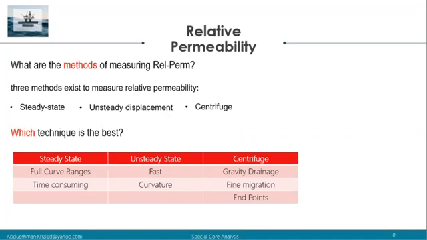So let's see what the best choice is for each experiment. Each experiment has its advantages. So now let's focus on the advantages of each one. Now let's summarize them.